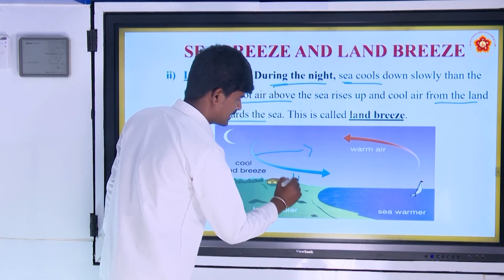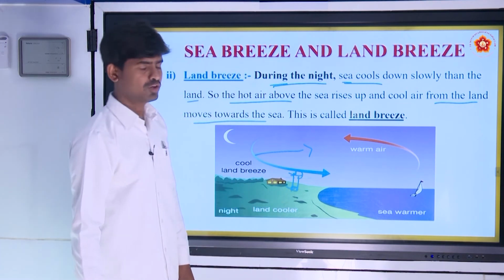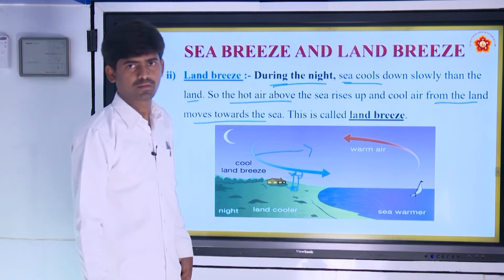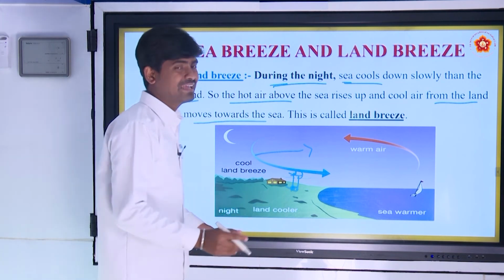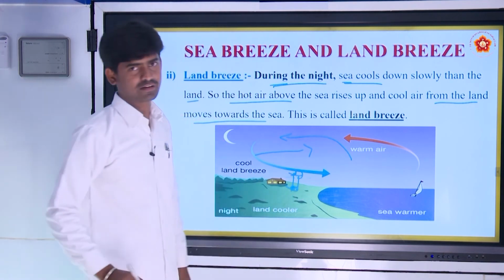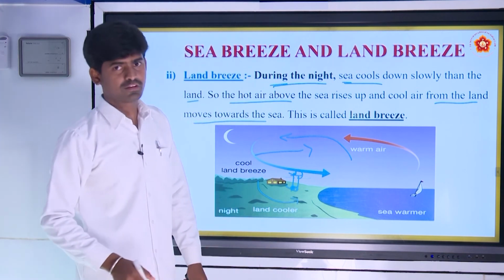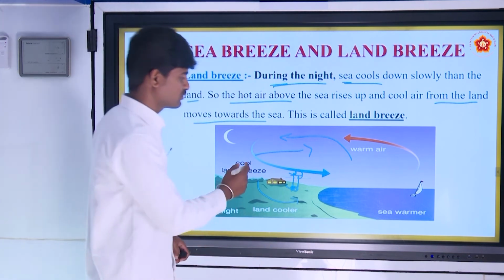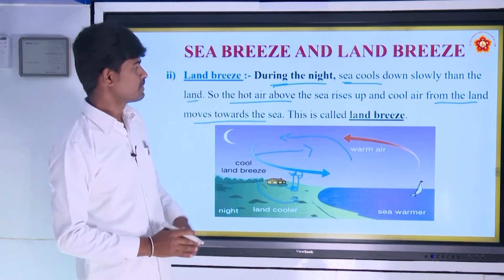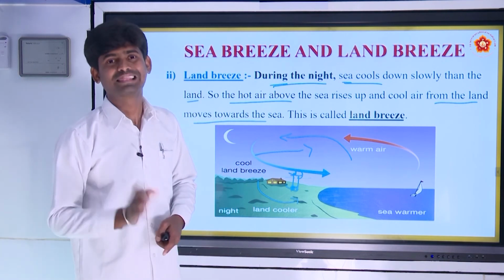When you are standing here, what do you feel? You feel very cold because this warm air has come to the land side. This cool air from the land goes to the sea side. This is the process that occurs in the night. This is called a land breeze.